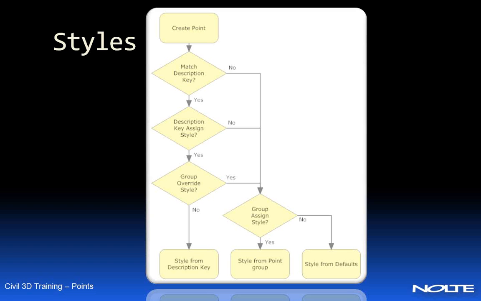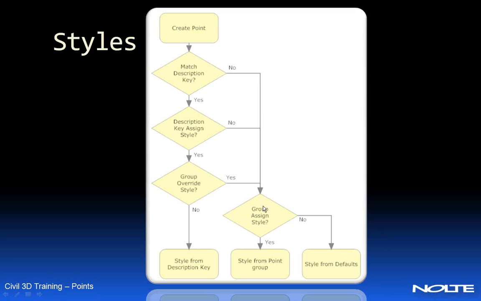Okay, and then if there is not a group override, our point is going to get the styles from the description key, and that includes both the point style and the label style that's applied to that point. All right, if you answer no to any of these, maybe there's no description key or our description key does not assign an explicit style, we come over to this branch here.